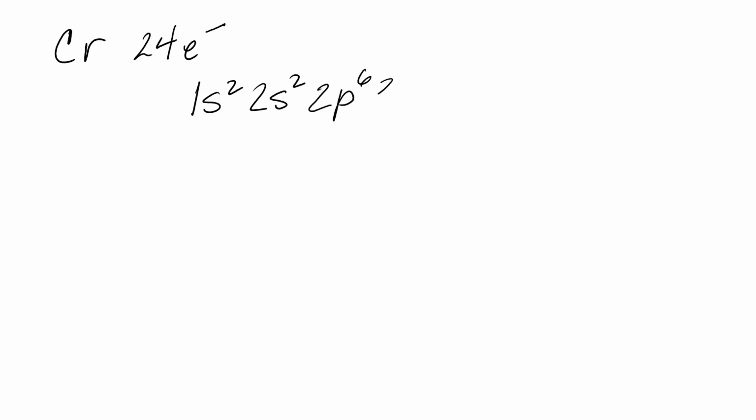Now there's another group of exceptions. So now we're going to look at chromium with 24 electrons, whose configuration we would, following the filling rules, be 1s2, 2s2, 2p6, 3s2, 3p6, 4s2, 3d4.